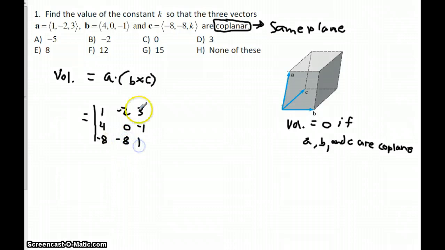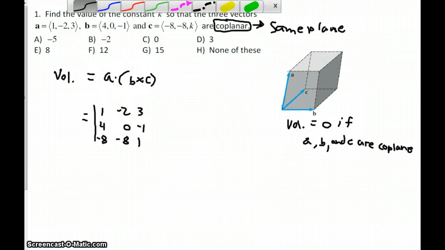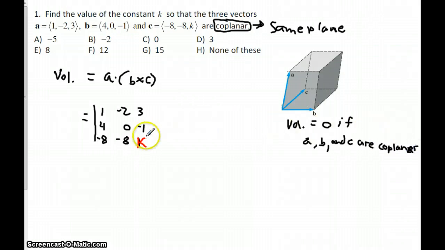Now what we're going to do is we have this constant k that we need to find. Let me write it in a different color so that the volume is 0, or that they are coplanar. Let me go back, that's supposed to be an A and an R there, sorry. Coplanar. And so we have this determinant that we have to find.